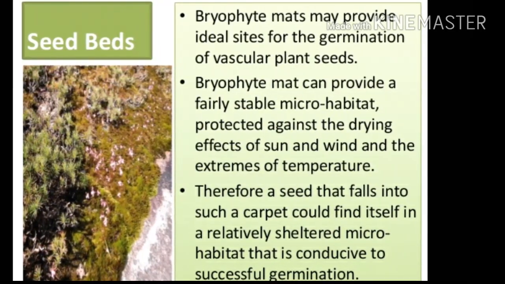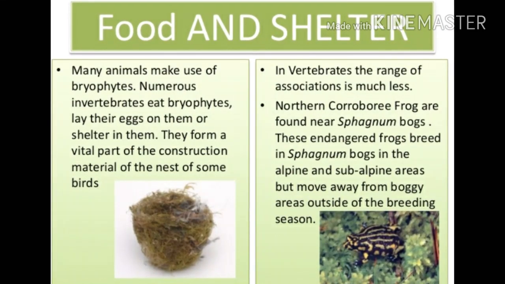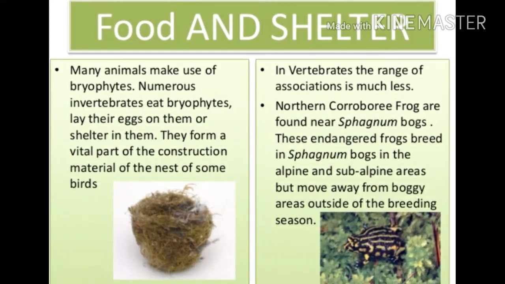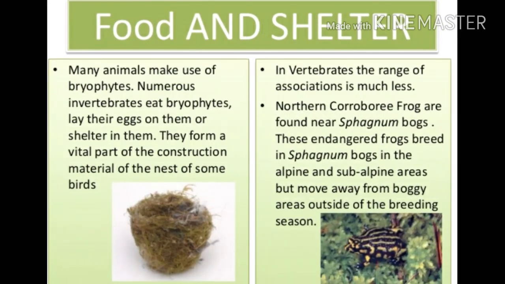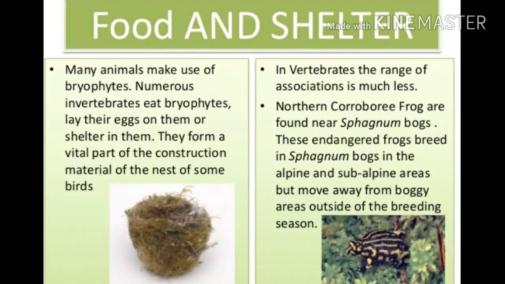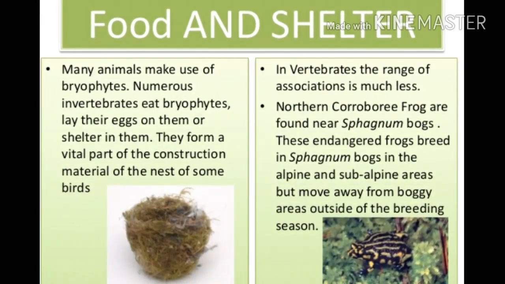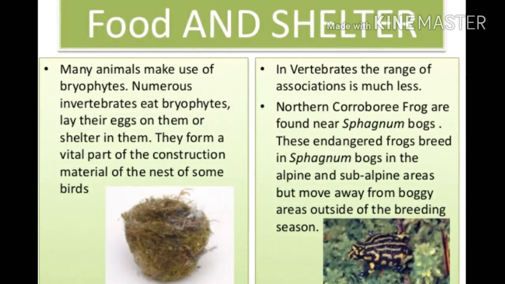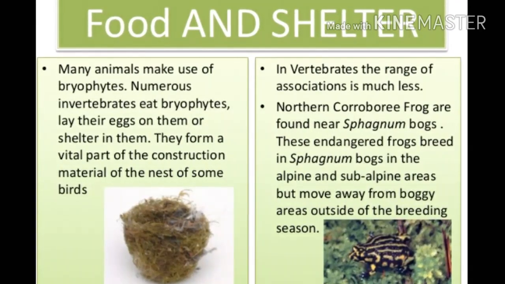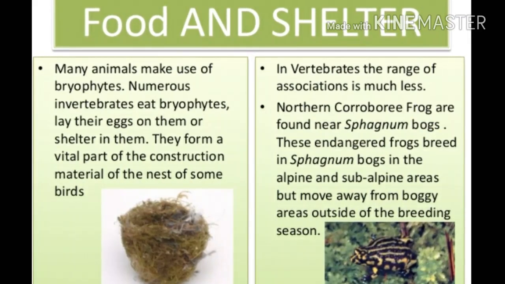In the third slide, food and shelter. Each plant part can be fed on by invertebrates, or they can make nests in it too. Just like the northern corroboree frog, which is found near sphagnum bogs. These species are rare, so it's good for us to have rare species in our ecosystem, because each species has a specific role in it.